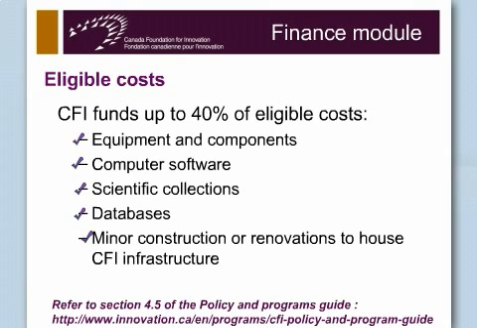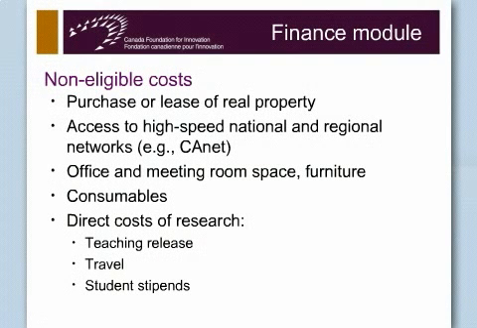That's perfectly eligible. Okay, but you can go to section 4.5 of our Policy and Programs Guide to get more information on what's eligible and what's not. For instance, what's not eligible would be the purchase or lease of real property, access to high-speed national and regional networks. This is not covered by the CFI. One thing we see a lot is office space. Office and meeting room space and furniture are not eligible costs.